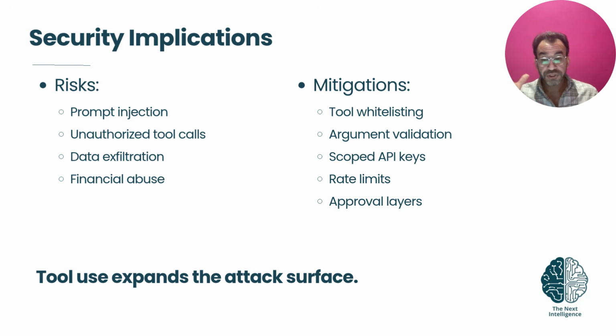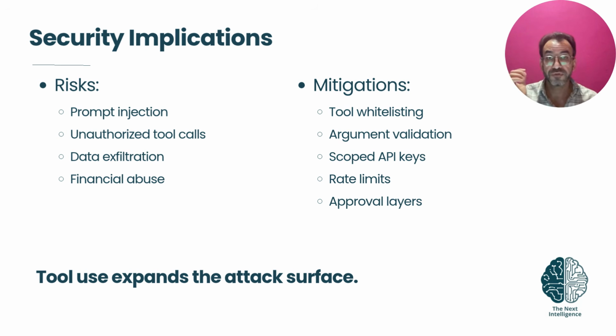The moment your agent can act, it becomes a security boundary. There will be security issues and risks, ranging from prompt injections, unauthorized tool calls, data exfiltration, financial abuse, and so on. The list is very long, but these are just a few examples. How do we mitigate that? We need to define our tool whitelist. We need to ensure argument and parameter validation. We need to have scoped API keys.